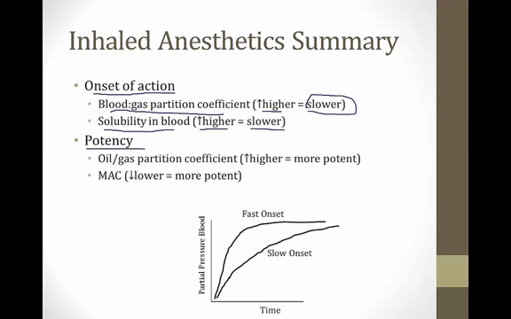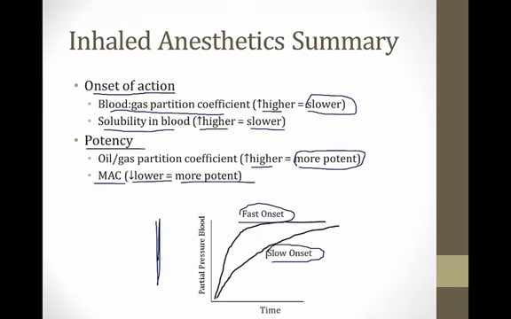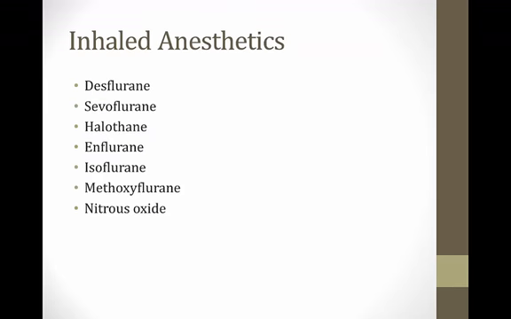Potency, on the other hand, is determined by the oil-gas partition coefficient. So the higher this coefficient, the more potent the anesthetic and the less of that anesthetic you need to induce anesthesia. MAC, on the other hand, is the minimum alveolar concentration, and the lower the MAC, the more potent the agent is. And down here at the bottom, I've shown a graph showing a slow onset gaseous anesthetic, which has a slow upsloping line, and then a fast onset gas anesthetic, which has a very rapidly upsloping line to reach its peak effect. So those are physical properties that are defined for all gaseous anesthetics.